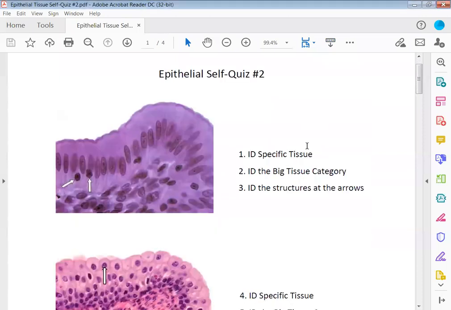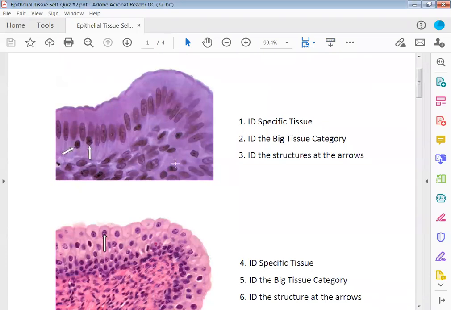In the first picture here, the one with the questions 1 through 3, identify this specific tissue. I'm going to pause and let you try to answer it. Number 1, the specific tissue is simple columnar epithelium.